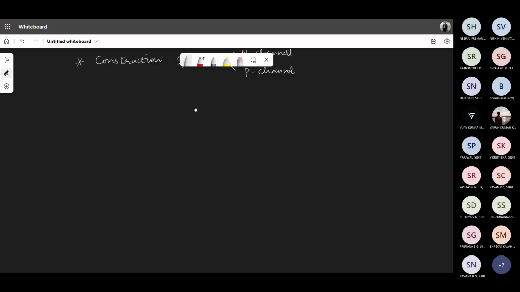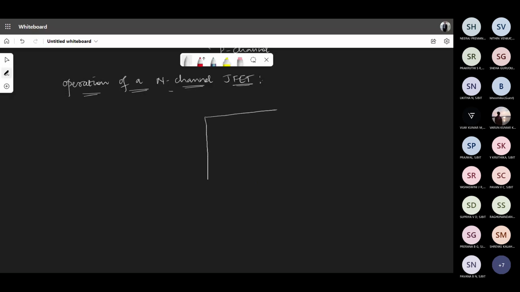So let me start with the construction part. We will go with the N channel now. So we are trying to understand the operation of N channel JFET. So what is going to happen in N channel JFET? If you bring in this JFET, we have a channel which is made up of N.